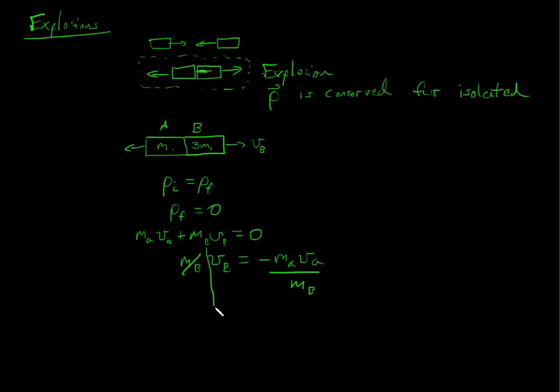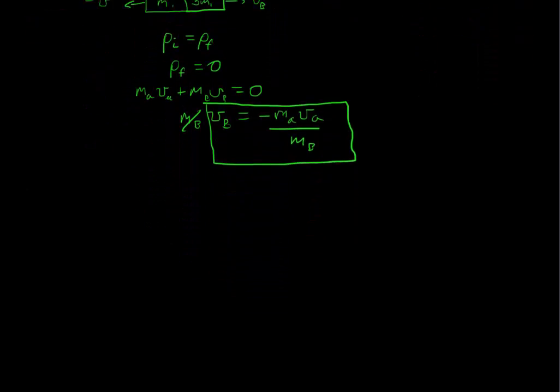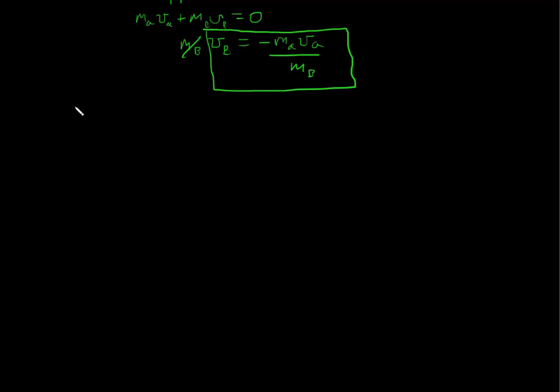So the velocity of B would be negative mA vA over mB. And that makes sense. We're getting this negative because this one takes off to the left, so this would be a negative velocity. So we have a negative times a negative, which gives us a positive velocity, showing that it's moving to the right. So the analysis is pretty clean, I think. It shouldn't be too difficult. I'll do one other example.